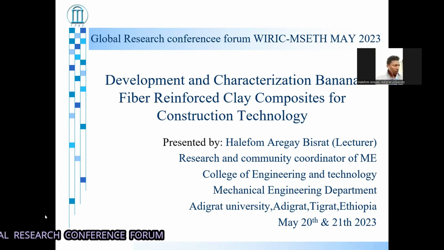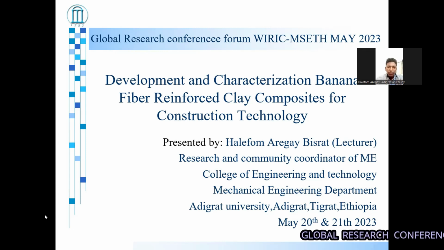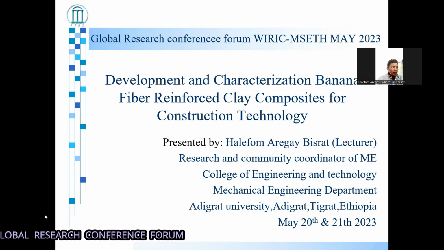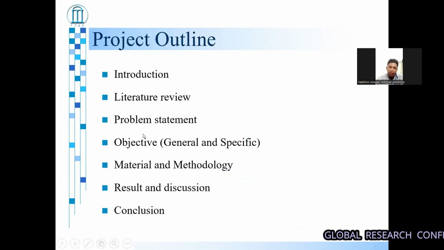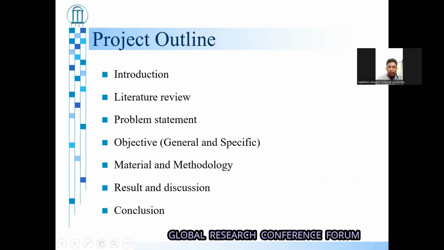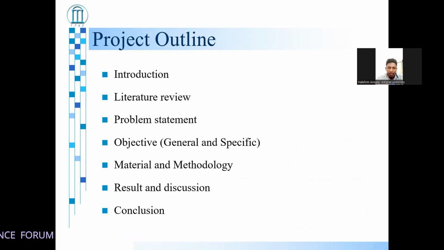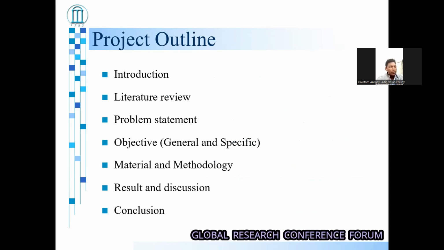The outline of the research includes the introduction, the literature, the problem statement and objectives, which includes the general objective and specific ones, the materials and methodology, what work was done and the results, and what the results mean, and the conclusions we will include in this presentation.